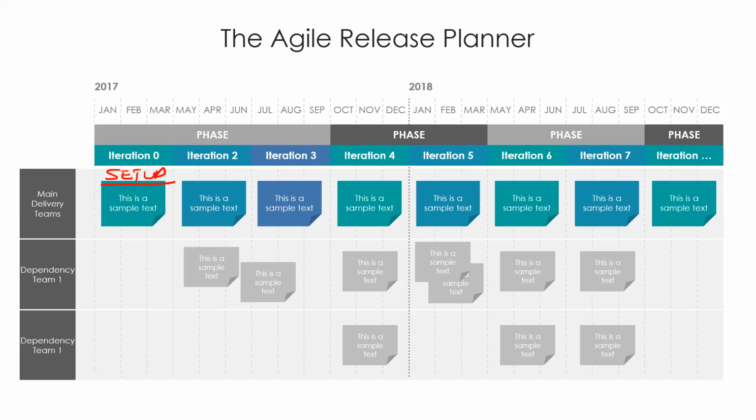Like if you are going to make a website, in iteration 0 you will install all the required software and fix any connectors, whatever you need to do. So in the next iterations, we can continue working. And that's how we make the planner. So iteration means phase. In Agile, we call it iterations. In predictive, we call it phase.